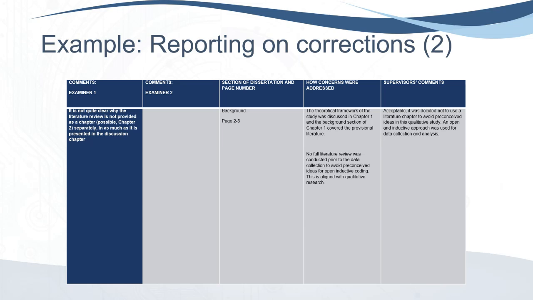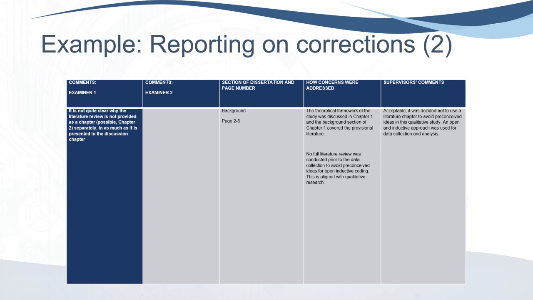This is another example where it might not be very clear because the text is quite small, but you can get the idea of the table. The comments of examiner 1 are in one column. The comments of examiner 2 will be in the second column, with where it appears in the dissertation, the page numbers, and how the concerns were addressed. And then this one added a column where the supervisor also writes a comment.